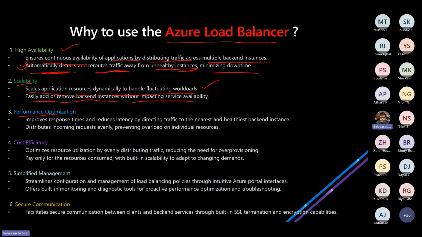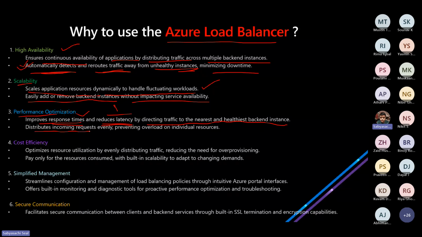So you see, there is performance optimization, improves response times and reduces latency by directing traffic to the nearest and healthiest backend instances, right? So suppose you're from Europe and there is a machine in Europe only that is in a load balancer, but there are different machines across different places of the world. So the load balancer will detect that you're from Europe and the closest machine to you is in Europe only. So it will direct your traffic to the Europe machine. So that is how it improves the response times and reduces latency. Response time is basically the inverse of latency. And it directs traffic to the nearest and healthiest instances.